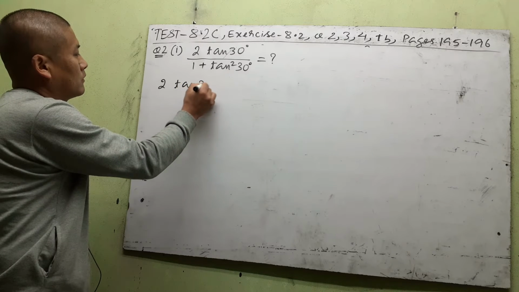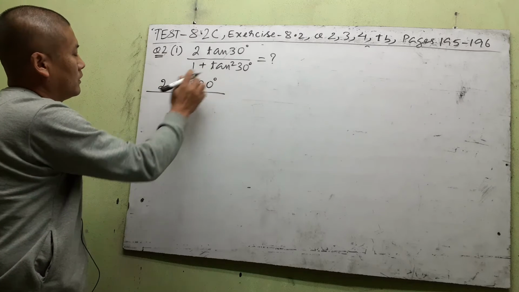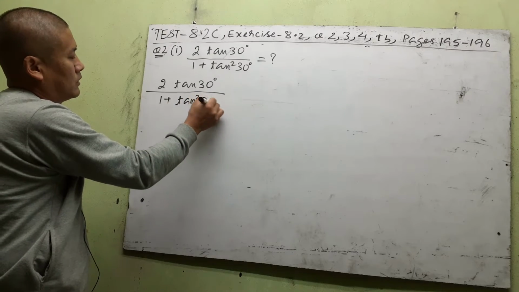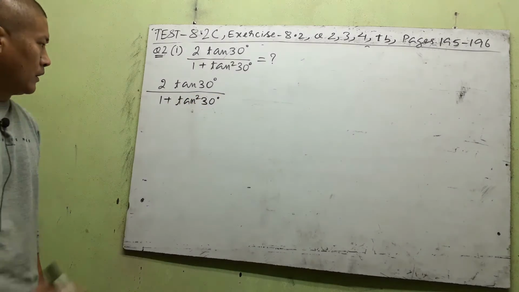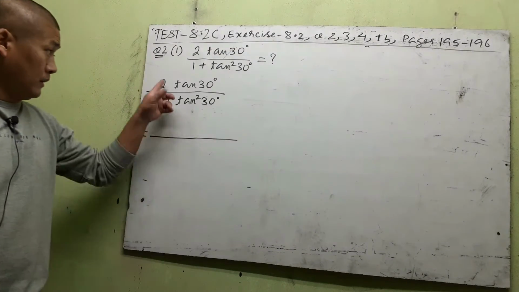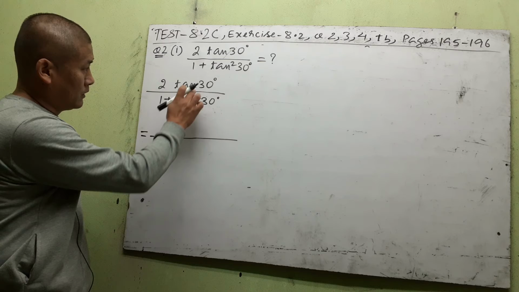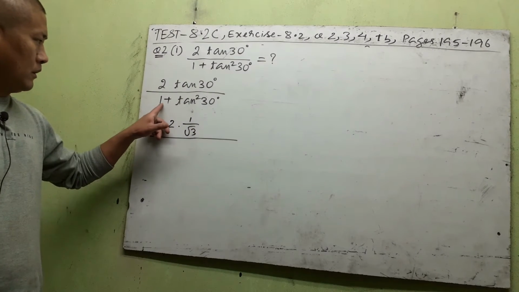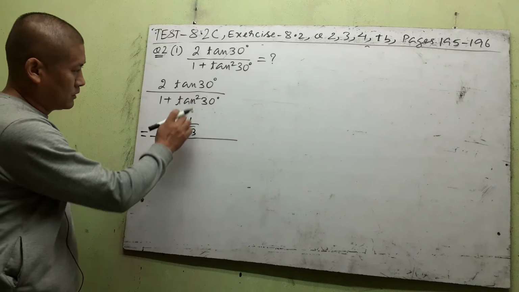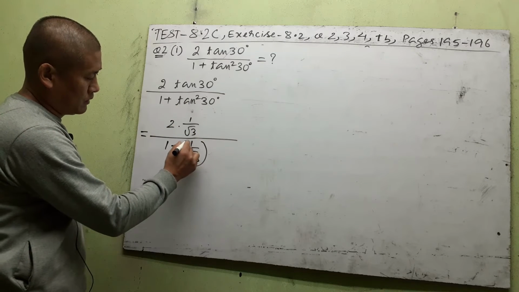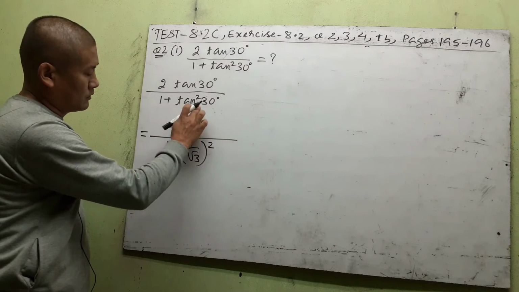2 tan 30 degrees by 1 plus tan square 30 degrees, right? This we can write equal to, first, 2 into tan 30 degrees, which is 1 by root 3. Here we can just write 1 plus tan 30, which is again 1 by root 3, but there's a square here, so whole thing square.